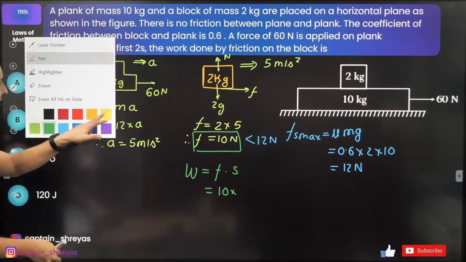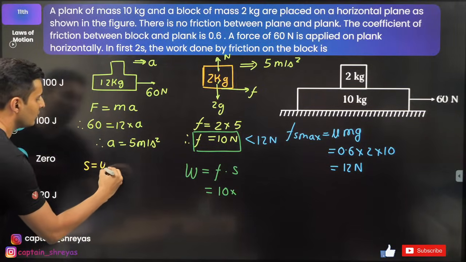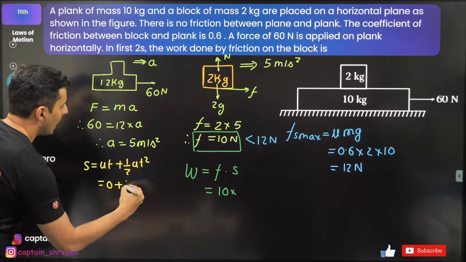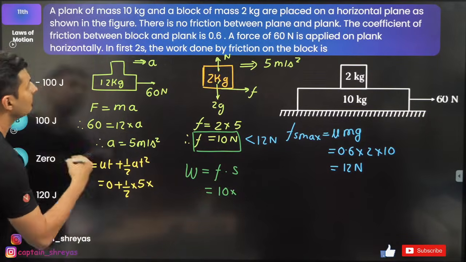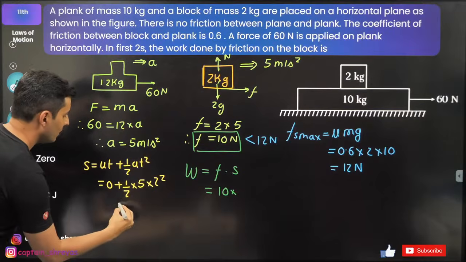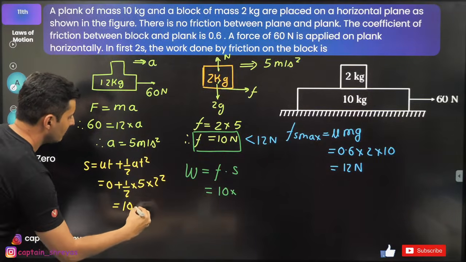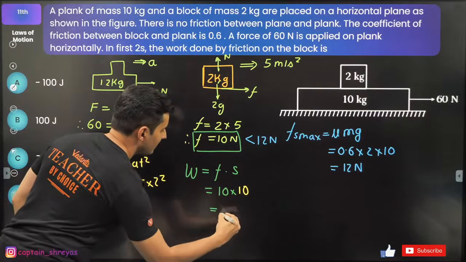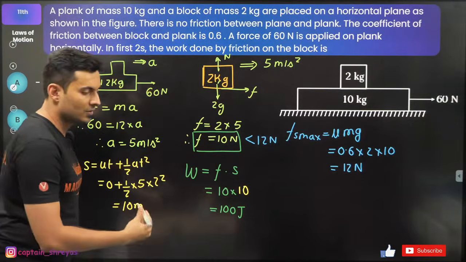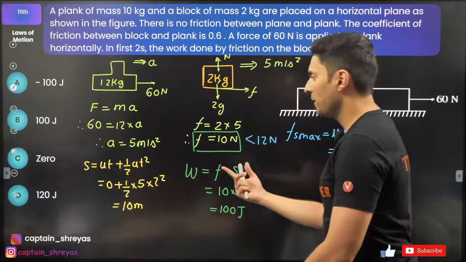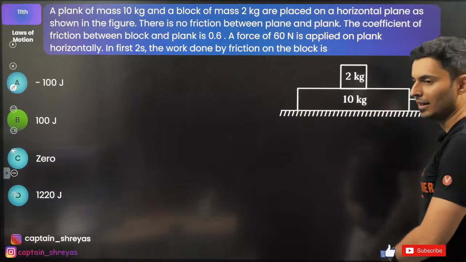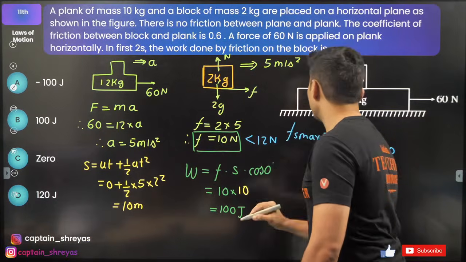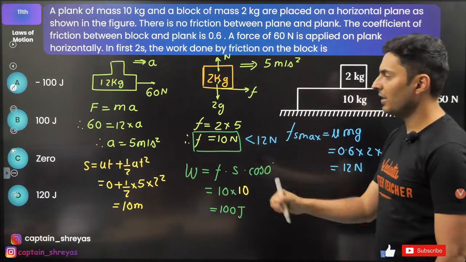So how do I find the displacement? Displacement is ut plus half into at square. U is 0, acceleration is 5, time 2 seconds, so 2 square, 2 gets cancelled, 2 5s are 10, so 10 meters is the answer. So put 10 over here, that's it. Then you will get the answer as 100 joules. 100 joules, and it's positive, so yep, option B, done. And this will also be into cos 0, guys. The reason is friction and displacement are in the same direction.